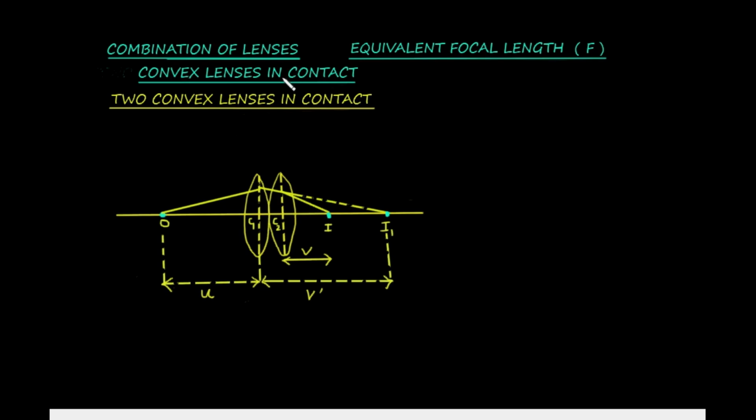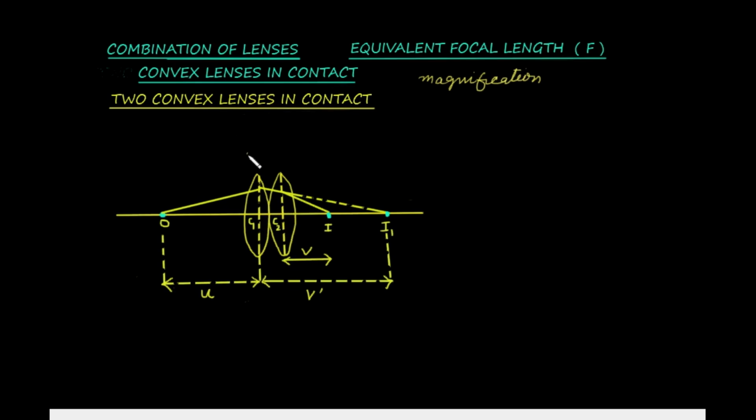Each lens will have its own focal length. We want to find out what is the equivalent focal length. Lenses are used for magnification. So, we also want to know the effect of combination on magnification. I have already made a diagram of two convex lenses kept in contact. We will derive the expression for equivalent focal length. Now, let us see the details.